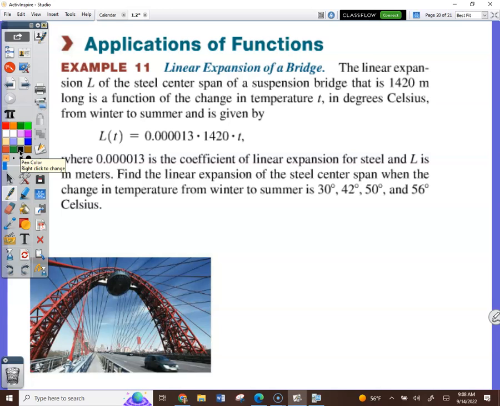The linear expansion, and then there's a giant capital L, which means they're telling you that this function represents the linear expansion of a steel center span of a suspension bridge, whatever, of a bridge, right? None of this matters. Of a bridge that is 1,420 meters long is a function in the change of the temperature.